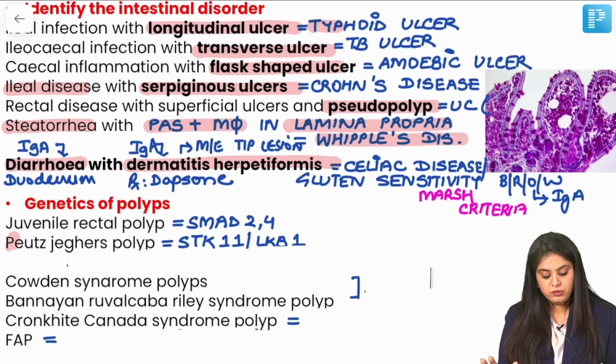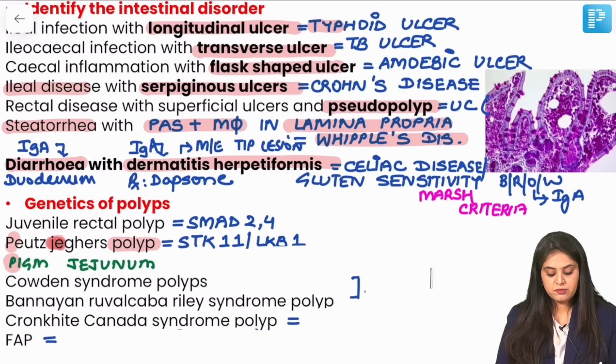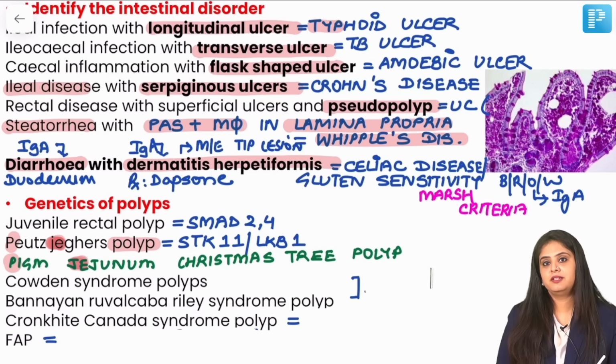When I say Peutz-Jeghers polyp, note carefully, the P will remind me that there is pigmentation. The patient will have pigmentation around the oral mucosa. When I say J, Jeghers, the polyp is most commonly seen in jejunum. And when I say polyp, the shape of the polyp being Christmas tree is very, very important. Moving on to the next, Cowden syndrome and Bannayan-Riley-Ruvalcaba syndrome, especially Cowden, PTEN. So PTEN is the gene involved.